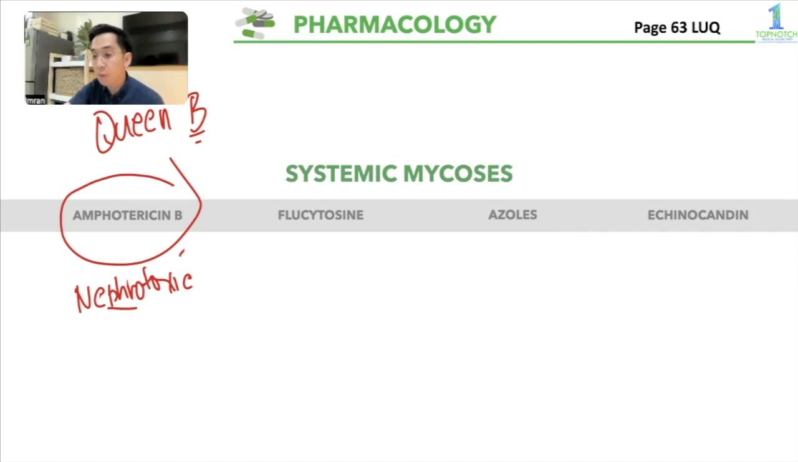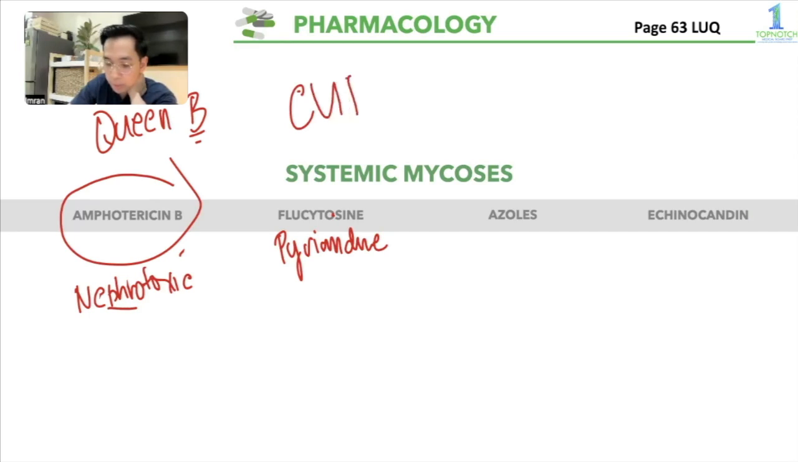Next, we have your flucytosine. Your flucytosine, it's a pyrimidine antimetabolite. If you remember, cytosine is an example of a pyrimidine. Diba? Yung pyrimidine natin, yung cytosine, uracil and thymine, di ba, sa DNA. So ang ginagawa nito, nagkukunwari siya as a cytosine, para magmukha siyang pyrimidine, okay?